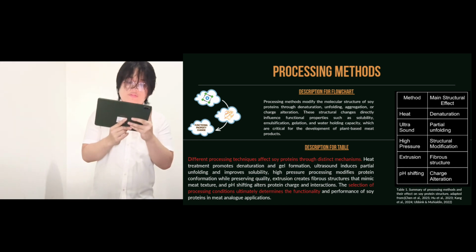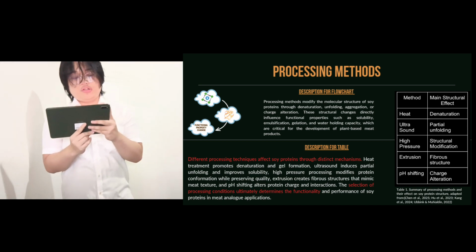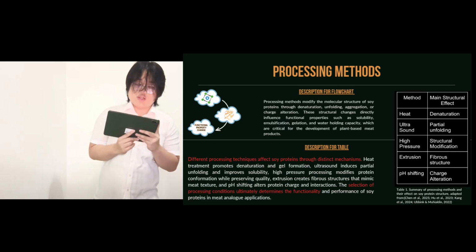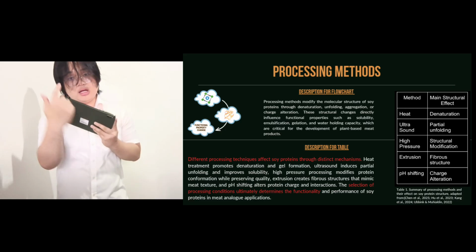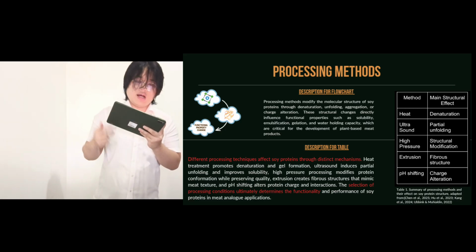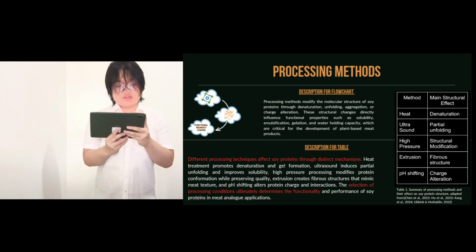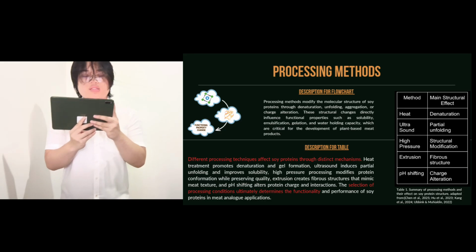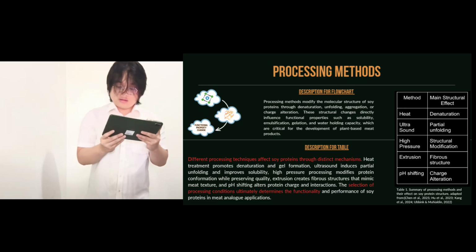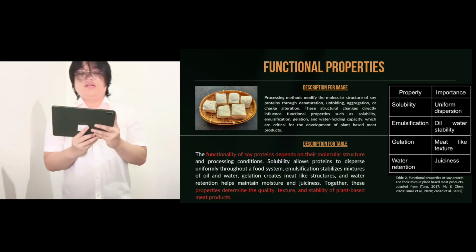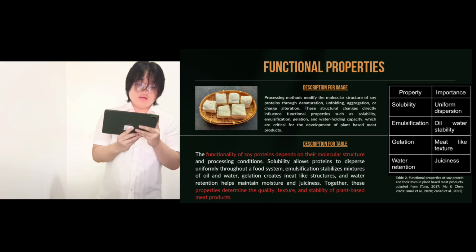This structural modification then affects important functional properties such as, as I mentioned before, solubility, emulsification, gelation, and water holding capacity. This relationship between processing, structure, and functionality is the central concept of this review. On to the next slide, we'll be discussing the functional properties.